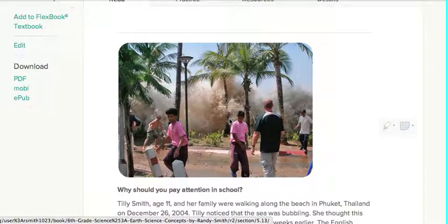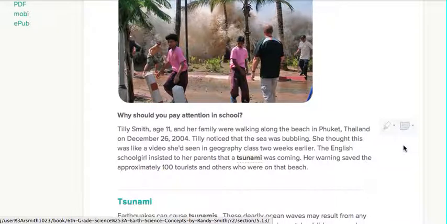Right here, this is a picture of what it was like when the Indonesian tsunami hit. Why should you pay attention in school? Tilly Smith, age 11, after her family were walking along the beach in Phuket, Thailand, on December 26, 2004, noticed that the sea was bubbling. She thought this was like a video she'd seen in geography class 2 weeks earlier. The English schoolgirl insisted to her parents that a tsunami was coming. Her warning saved approximately 100 tourists and others who were on that beach.